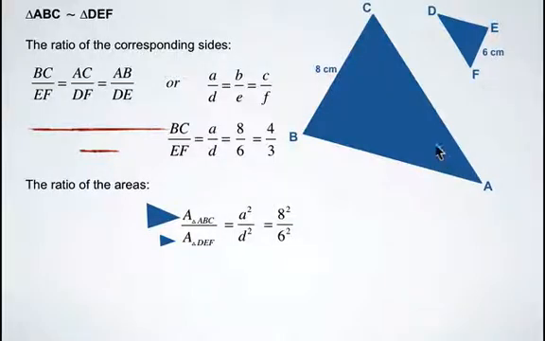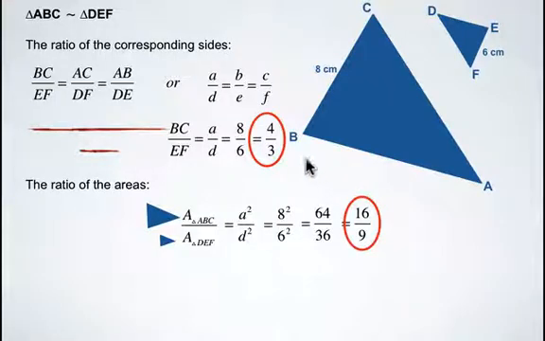We know that side A is across from angle A, which is 8 centimeters, and we've subbed it in the top. And we know that side D is across from angle D, which is 6 centimeters, and we've subbed it in the bottom. When you square those two values, you get 64 over 36, which can be reduced to 16 over 9. What you may have noticed is that, in fact, the ratio of the corresponding sides given in the question squared will give you the ratio of the areas of these two triangles.